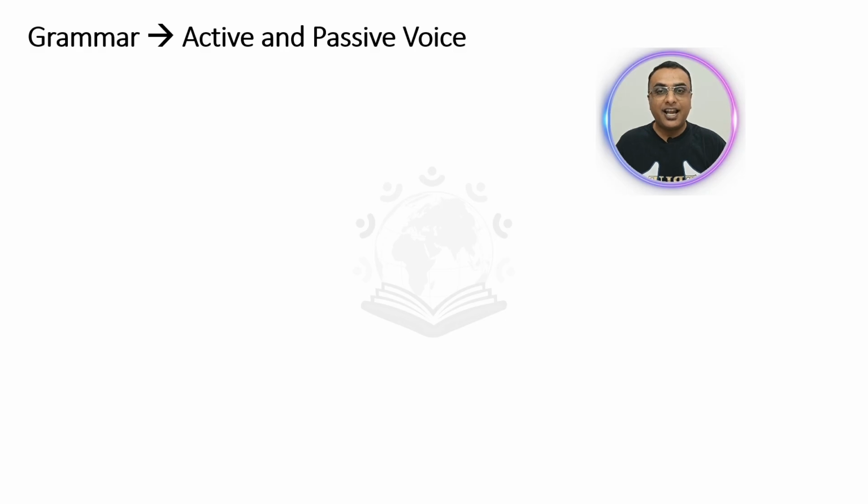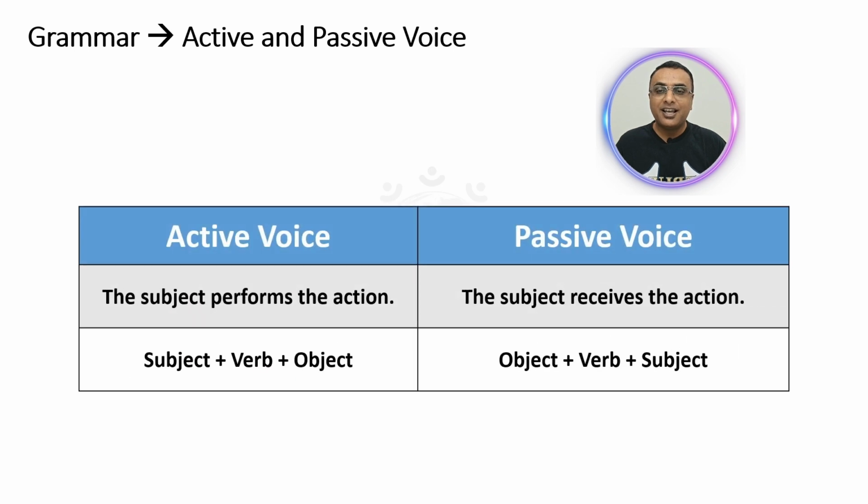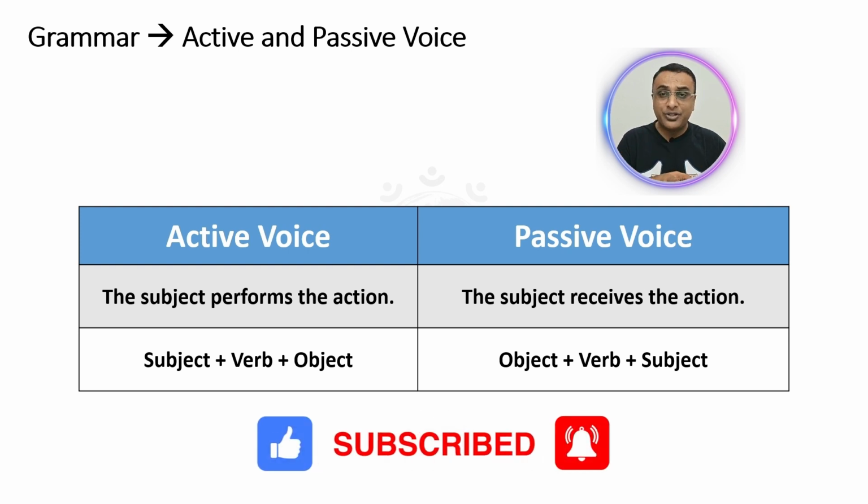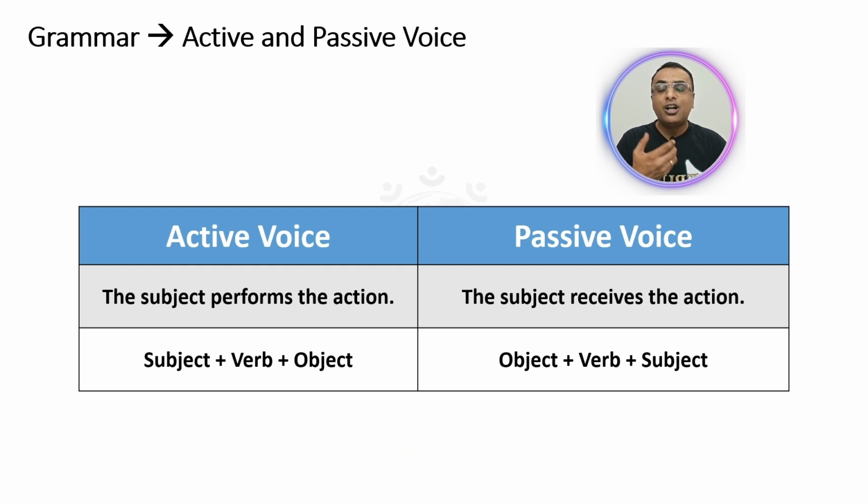Now let's understand active voice and passive voice in simple terms. Active voice means the subject performs the action. For example, if you see over here, subject, verb, and then object. In a simple sentence, Tom plays football. Tom is the subject, plays is the verb, and the object is football.